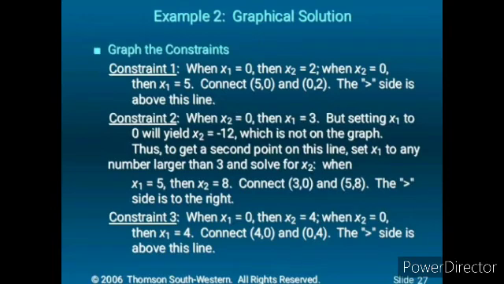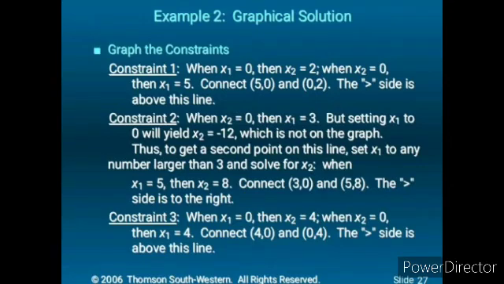When x sub 2 is 0, then x sub 1 is 3, but setting x sub 1 to 0 will yield x sub 2 to negative 12, which is not on the graph. Thus, to get a second point on this line, set x sub 1 to any number larger than 3 and solve for x sub 2. When x sub 1 is 5, then x sub 2 is 8. Connect 3, 0 and 5, 8. The greater than side is to the right.